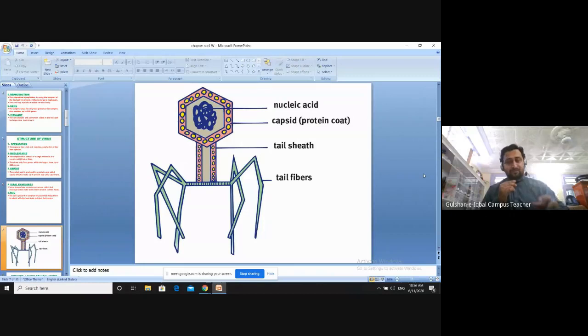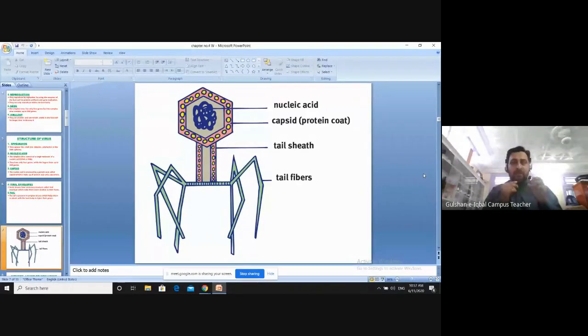The virus attaches itself with these tail fibers to its host. And when they are attached to the host, they inject into the body of the host. It's just like an injection where we are injecting something into the body. So the virus injects its DNA or RNA into the body of the host. When this DNA goes into the body of the host, it replicates itself. So it takes control of the host body. Slowly and gradually, it takes control of the host body. So this is the structure of the virus.